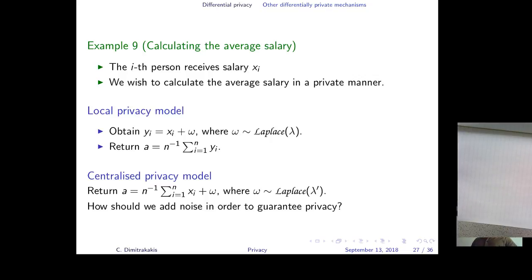Let's say the ith person receives a salary, xi, and we want to calculate the average salary in a private manner. We have two choices. One choice is to do what I mentioned before. Every person has a yi, which is basically a noisy version of the salary, where omega always comes from Laplace noise. And then we return the average of these yi's. That seems fine. The second is to have a centralized privacy model, where you first calculate the average, and then you add some noise. So the question is, how should we add the noise to achieve a specific privacy level?